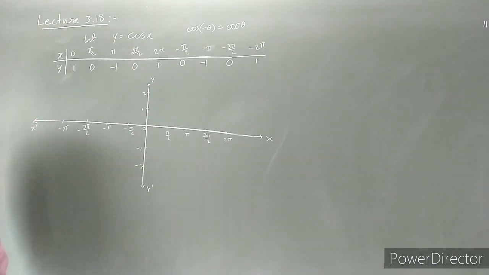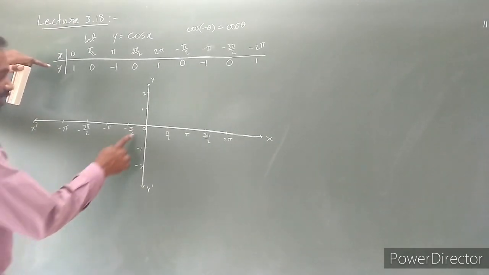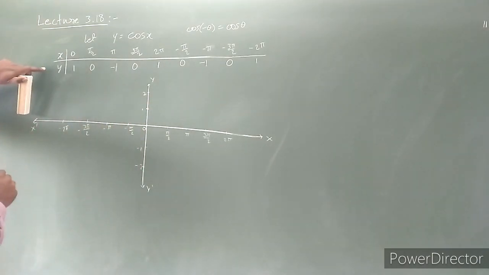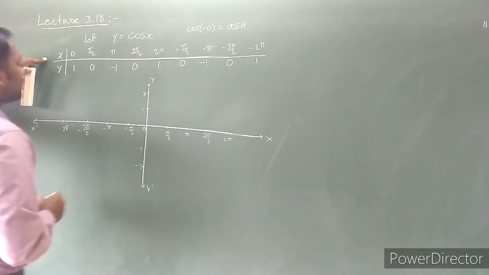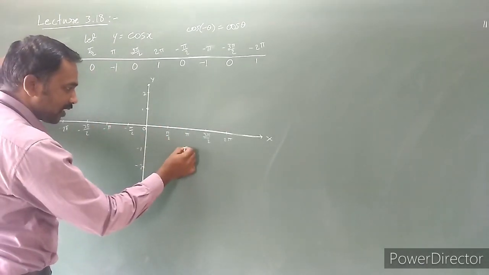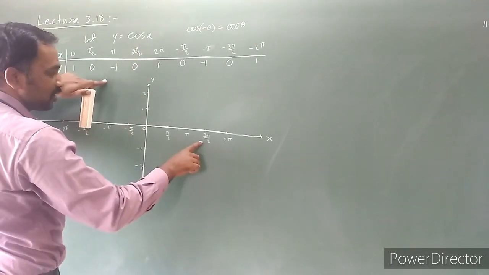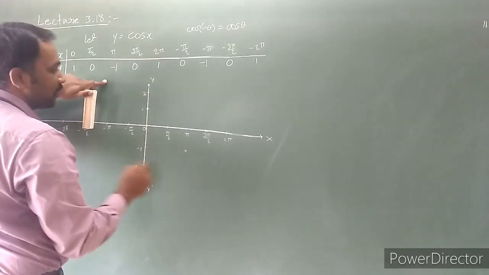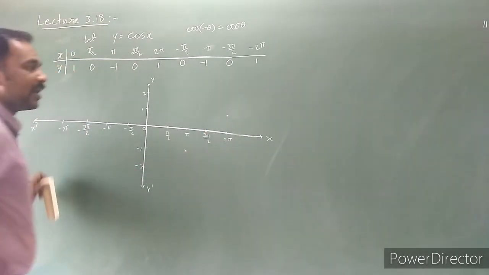Let's plot the points now. The point x comma y is 0 comma 1: x value 0, y value 1. This is our point. Next, pi by 2 comma 0, a point on the x axis. Pi comma minus 1, below the x axis. 3 pi by 2 comma 0, a point on the x axis. 2 pi comma 1, a point above the x axis.